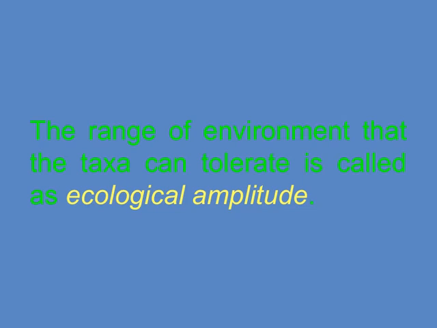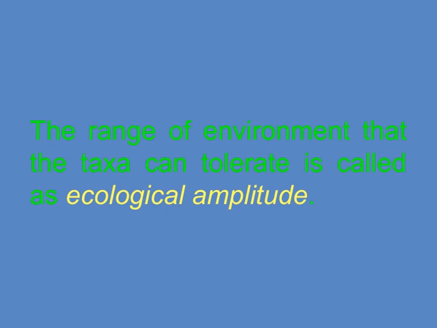The range of environment that the taxa can tolerate is called ecological amplitude. Now, this concept is really important because it helps us understand how adaptable a species is to different environmental conditions. In other words, it tells us the breadth of conditions, like temperature, humidity, or soil type, that a species can survive and thrive in. This can vary greatly from one species to another. Some might have a very narrow ecological amplitude, meaning they thrive only in very specific conditions, while others have a broad ecological amplitude, allowing them to adapt to a wide range of environments.